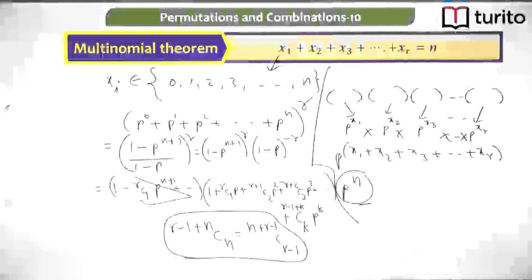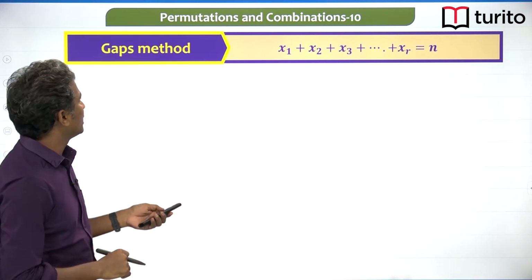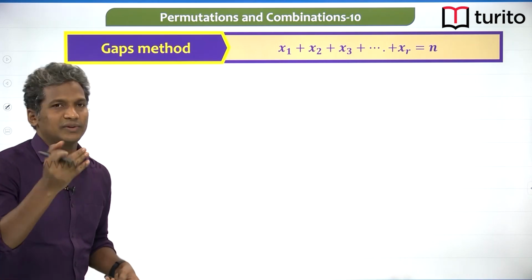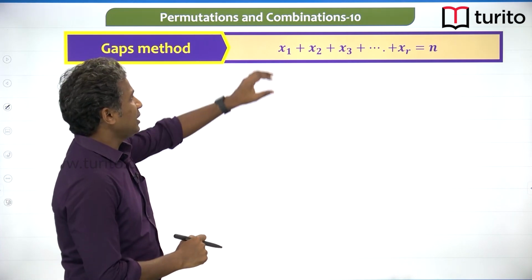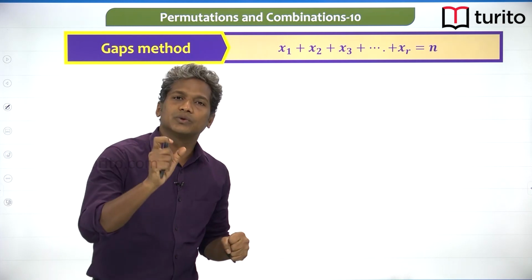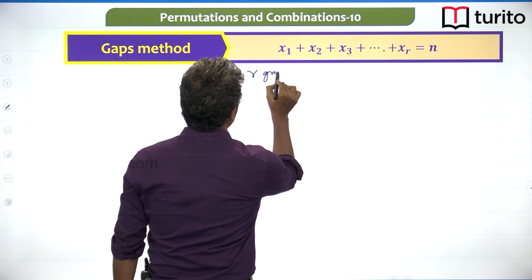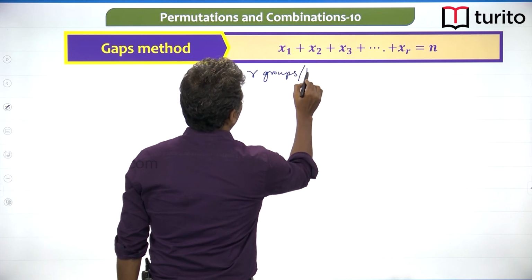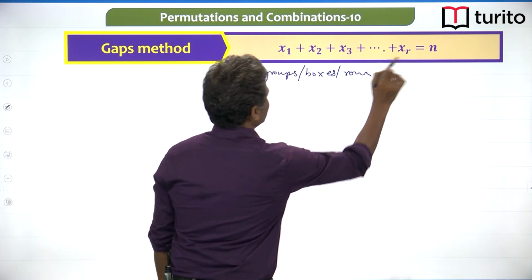Okay. Now the same problem I am going to solve using our balls and sticks or flags method. Okay. So how do we proceed here? Now imagine that there are r groups. Okay. So there are r groups. You can take them as groups or boxes or rows. It does not matter. Okay.